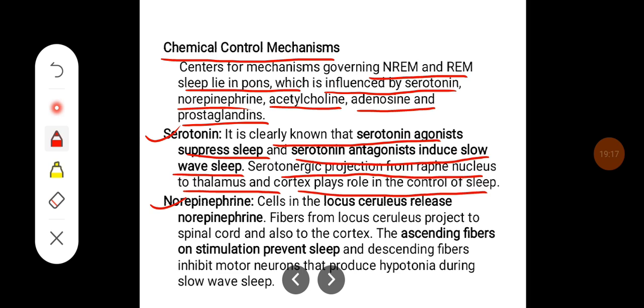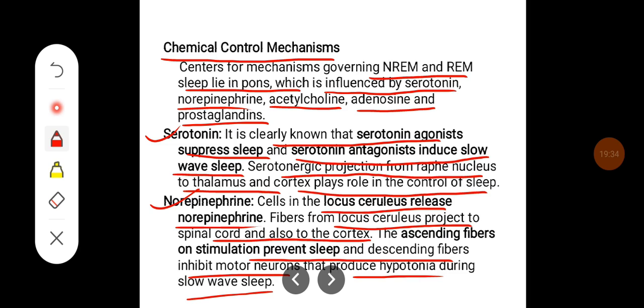Then the chemical norepinephrine. Cells in the locus coeruleus release norepinephrine. Fibers from locus coeruleus project to the spinal cord and also to the cortex. The ascending fibers on stimulation prevent sleep and descending fibers inhibit motor neurons that produce hypotonia during slow wave sleep.